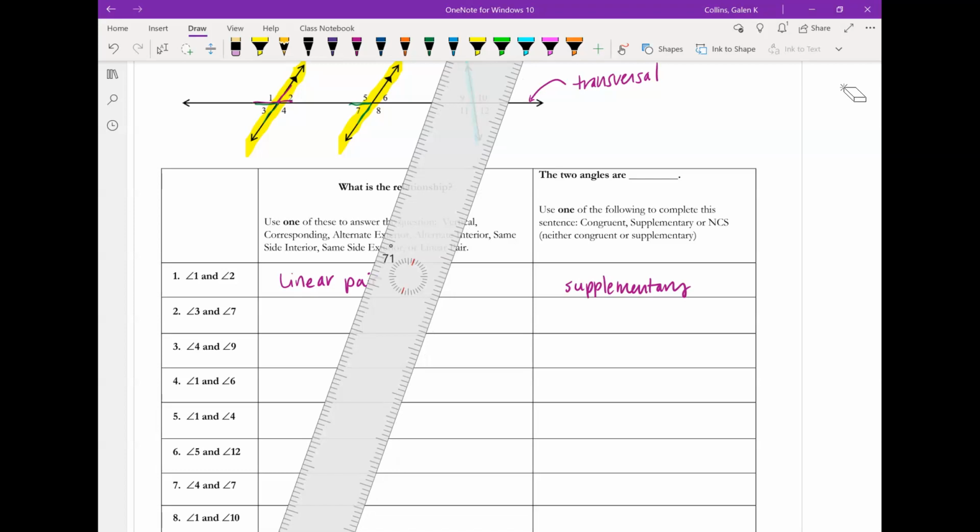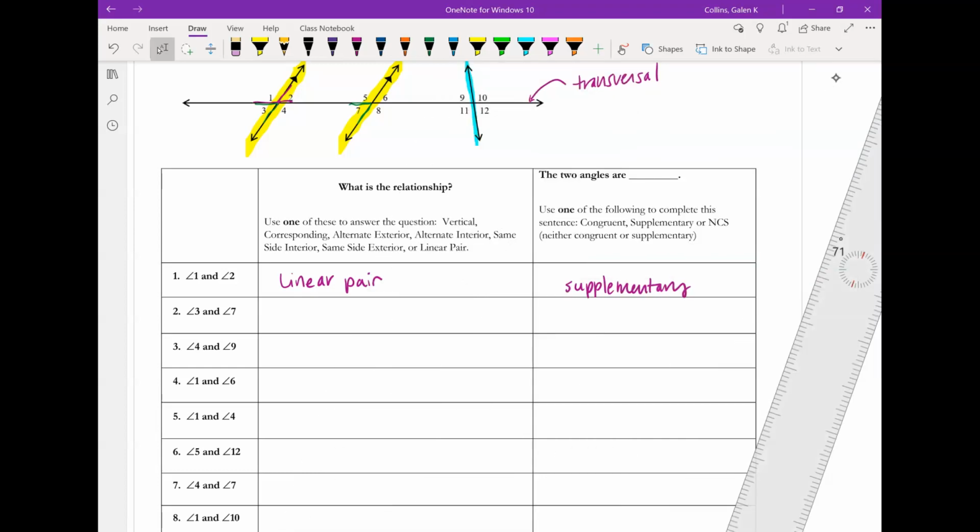Just look at what we have here. Neither 3 nor 7 are both interior or both exterior. So these are corresponding angles. They're in the same position. They're both in the bottom left of their intersection. And we said corresponding angles are only going to be congruent when the lines that make them are parallel. So in this case, they are congruent because those lines are parallel.